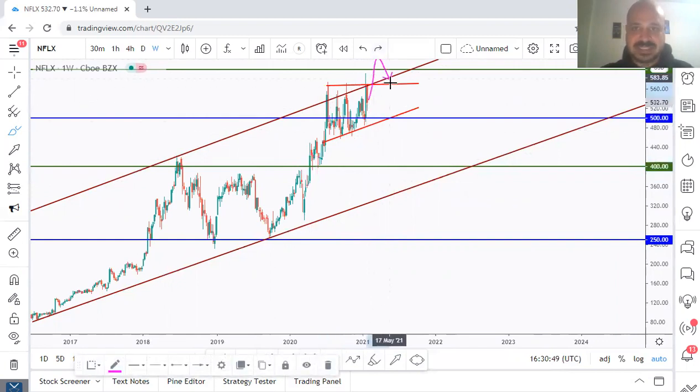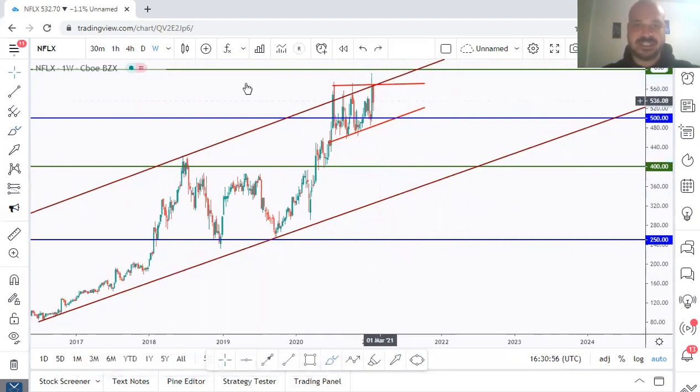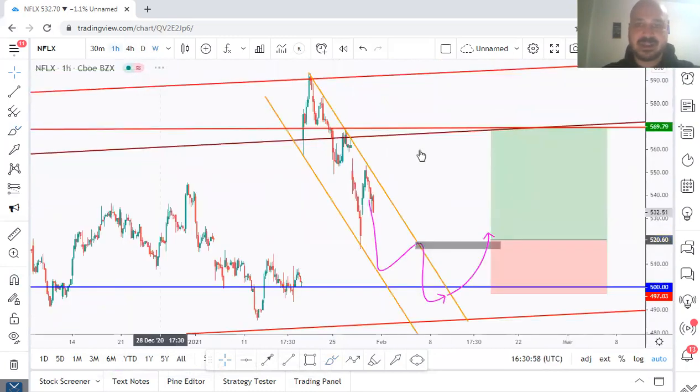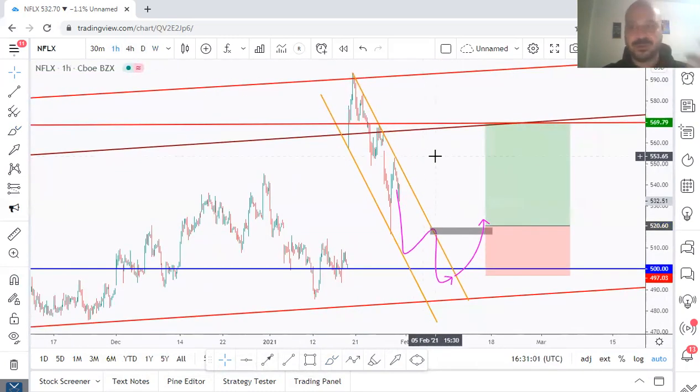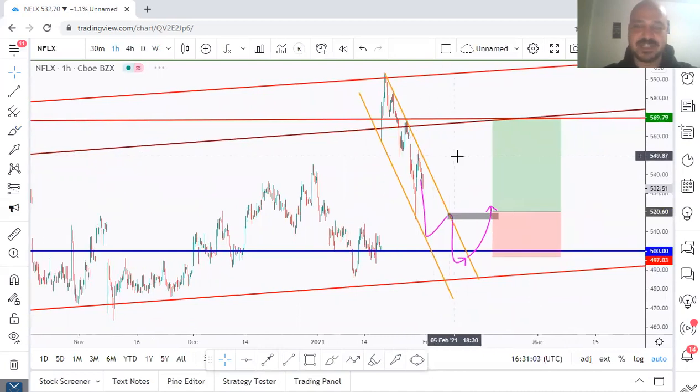Then only then we can see that the bulls are gaining momentum again, gaining control again, and we'll be looking for trend following buy setups on retest. So these are all the possible scenarios on Netflix.